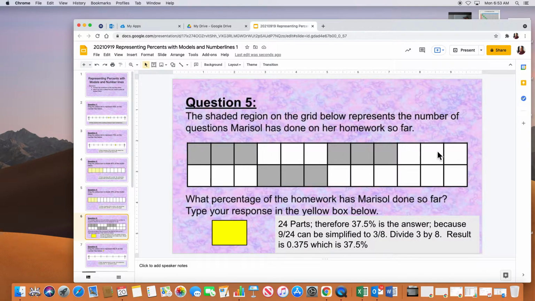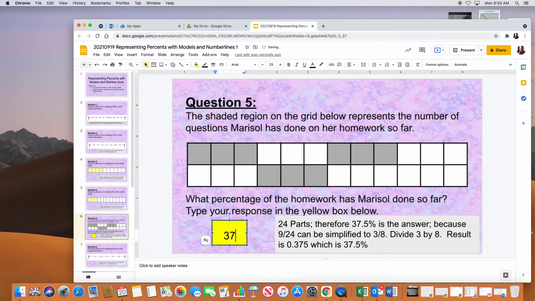This one, there are 24 squares, and 9 of them are shaded. That's 9/24, and that can be simplified to 3/8. Simply divide 3 by 8, and the result is 0.375, which is 37.5%. There we go.